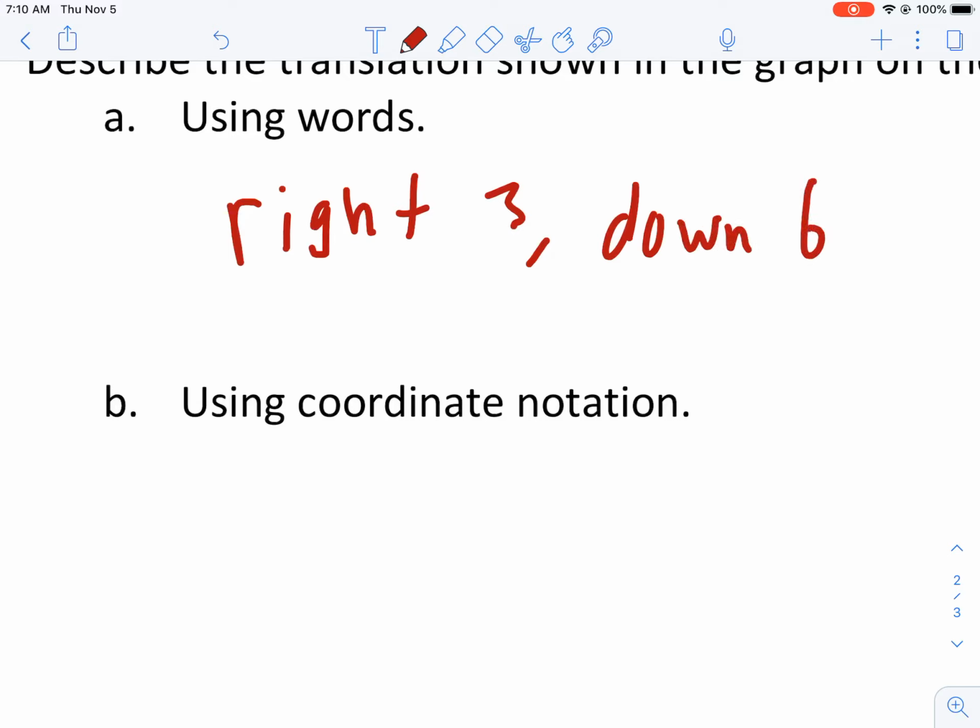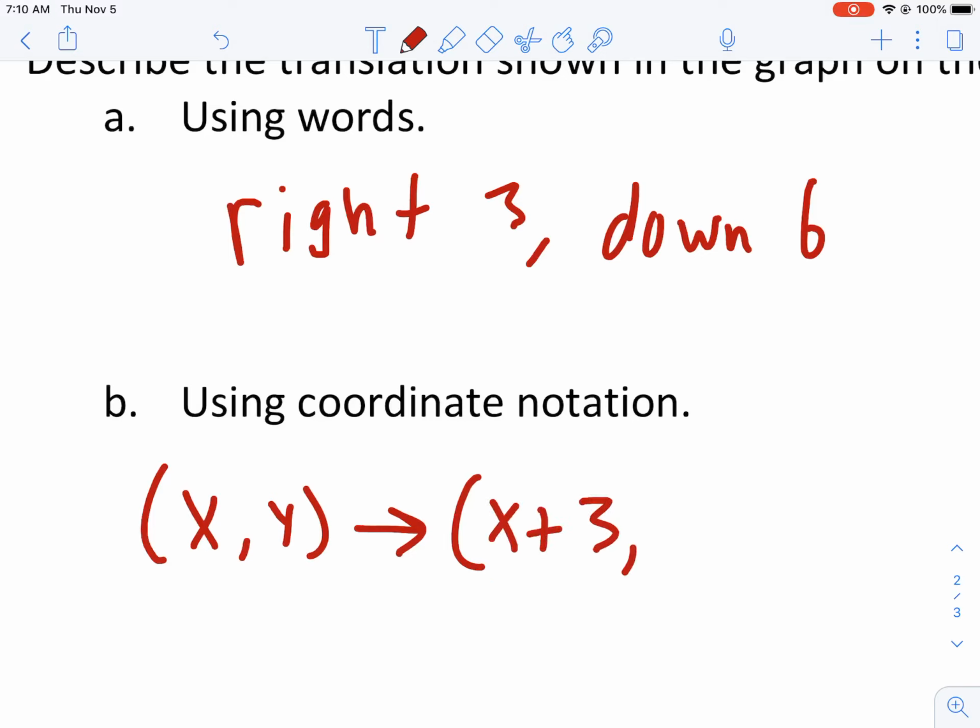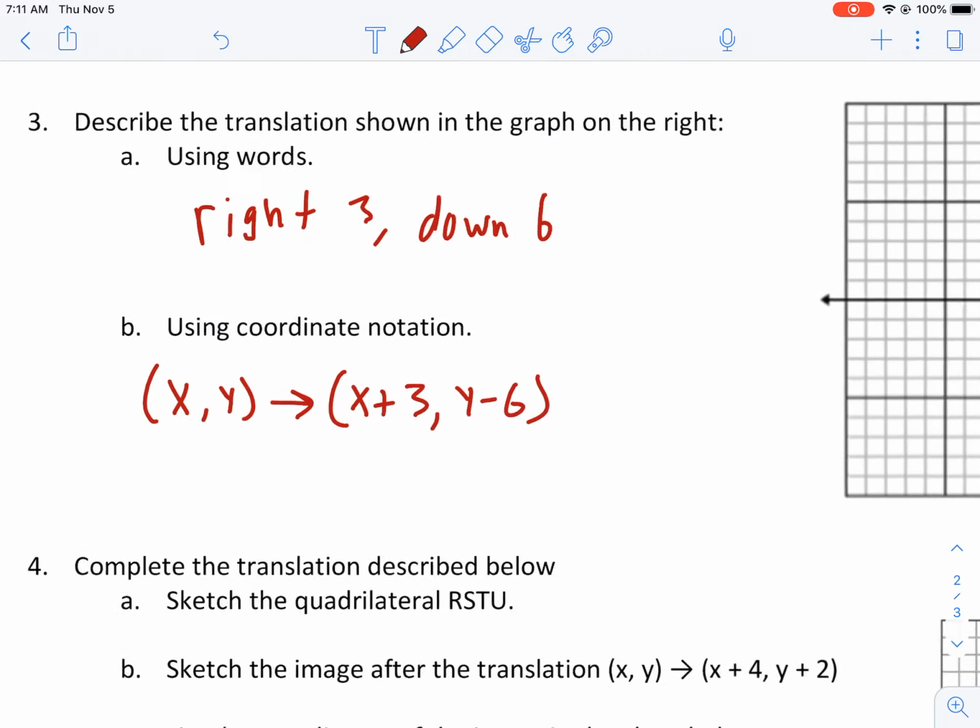And so in coordinate notation, how is that going to look? Well, we're going to have x comma y. We're going to the right 3, so x is increasing by 3, down 6, so y is decreasing by 6. And so that's kind of how that corresponds there.